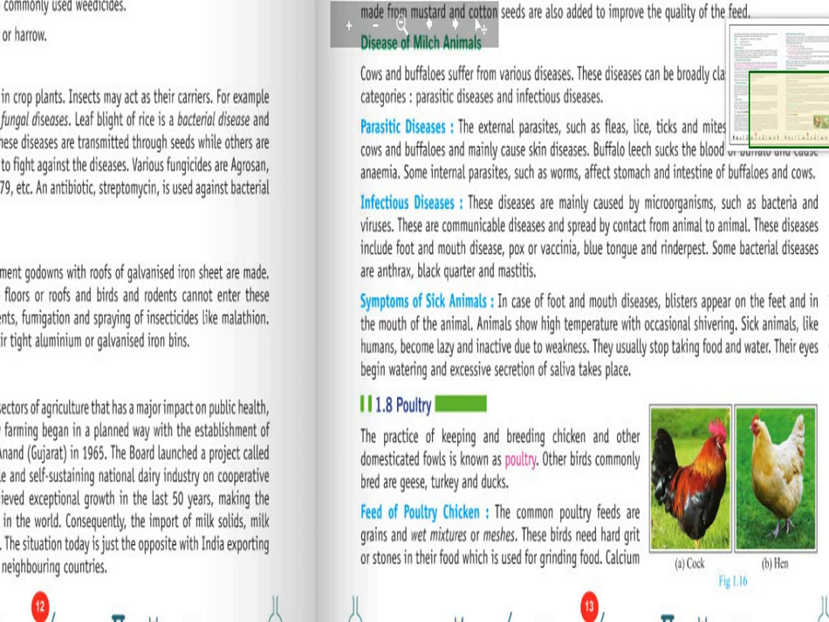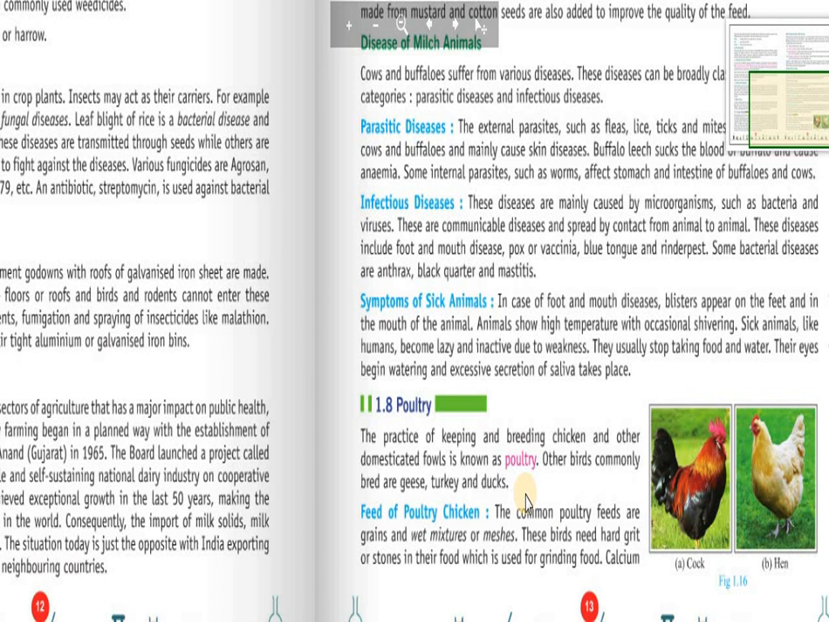So let's start. The practice of keeping and breeding chickens and other domesticated fowls is known as poultry. Other birds commonly bred are geese, turkey and ducks. So poultry is the occupation or practice of keeping and breeding chickens and other domesticated birds, and a few common examples are geese, turkey and ducks.